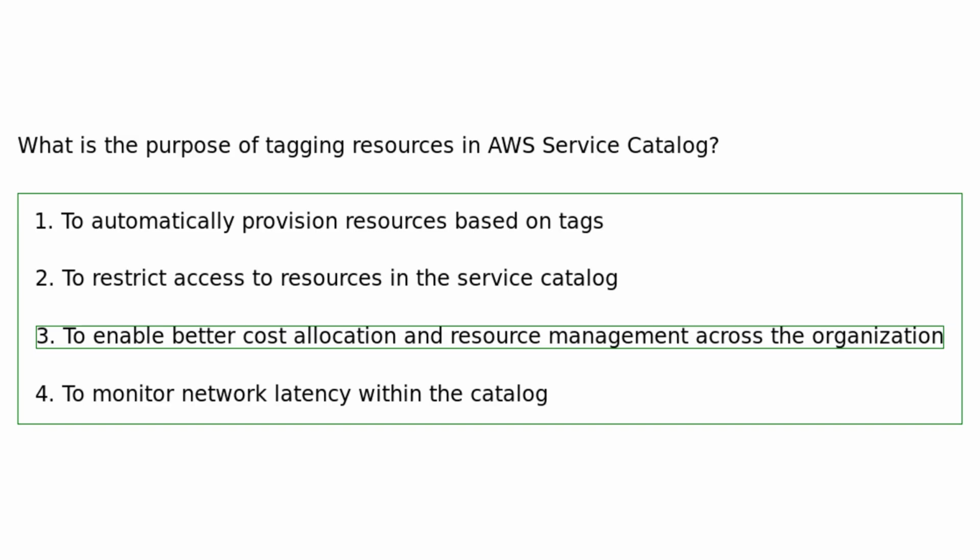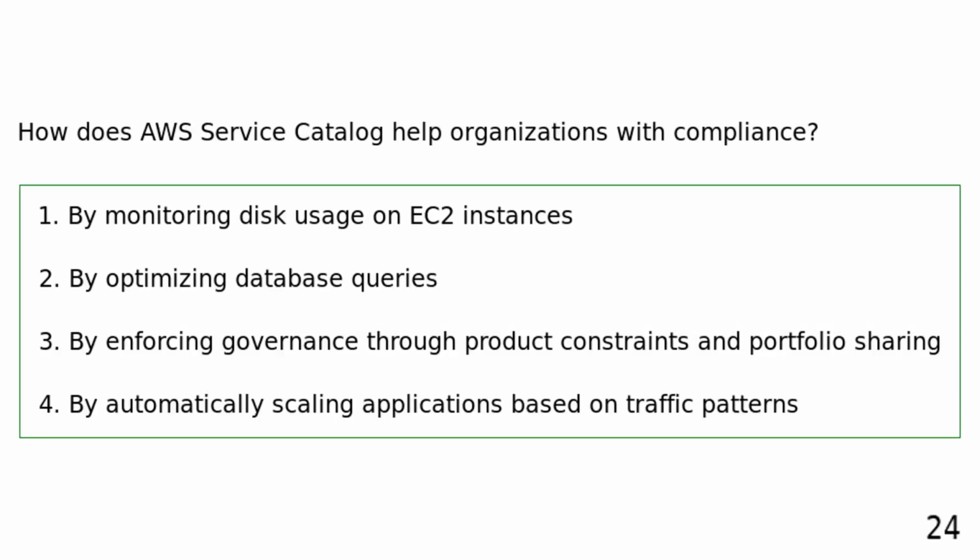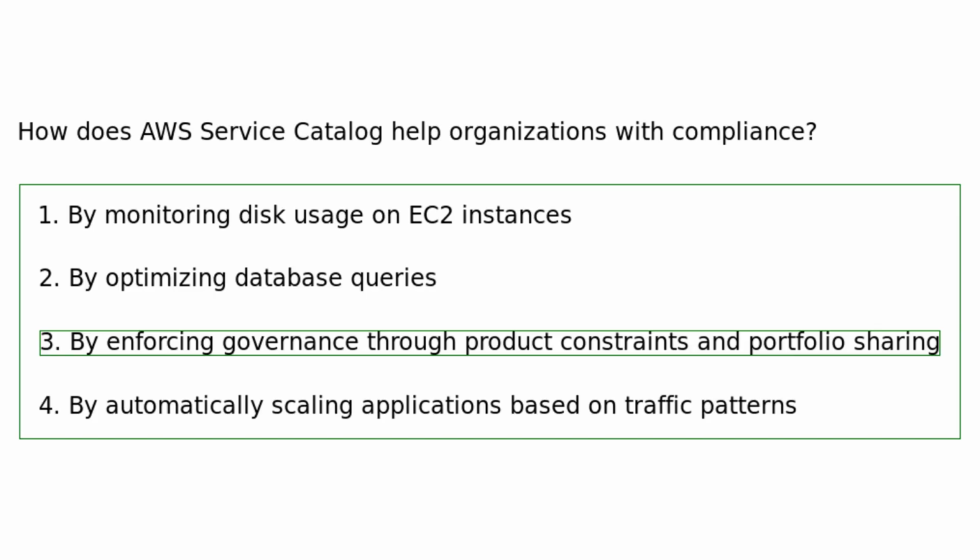resource usage and attribution. How does AWS Service Catalog help organizations with compliance? By monitoring disk usage on EC2 instances. By optimizing database queries. By enforcing governance through product constraints and portfolio sharing. By automatically scaling applications based on traffic patterns. AWS Service Catalog helps organizations with compliance by enforcing governance through product constraints and portfolio sharing, ensuring resources are provisioned in line with organizational policies and regulatory requirements.